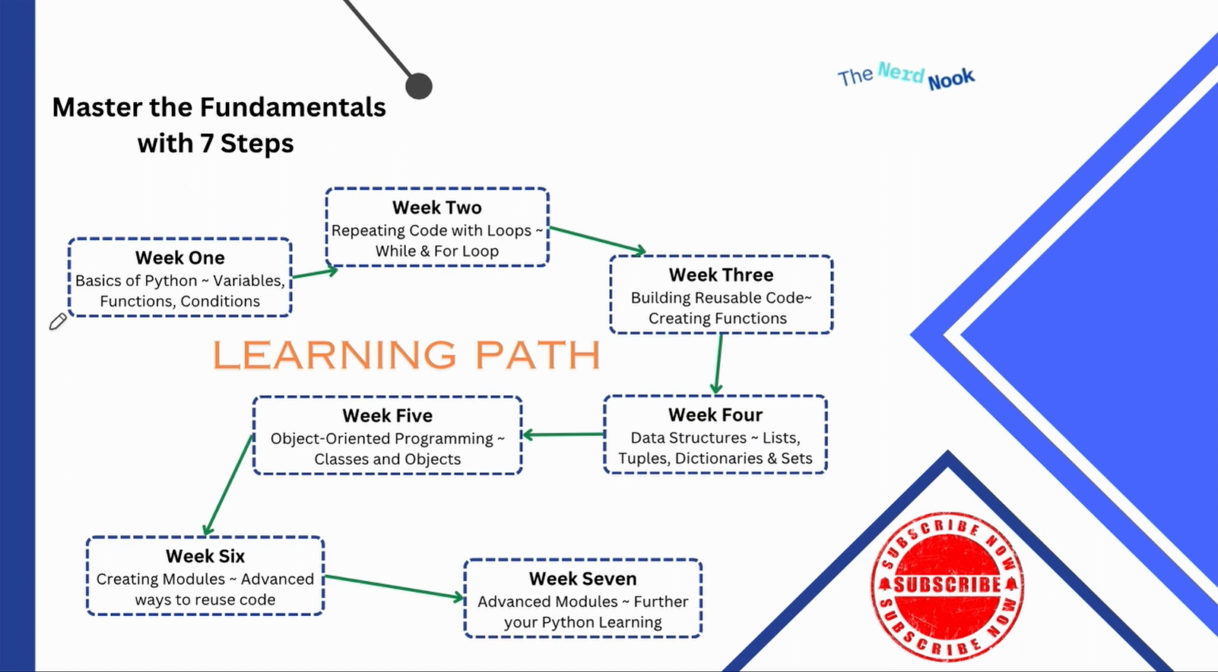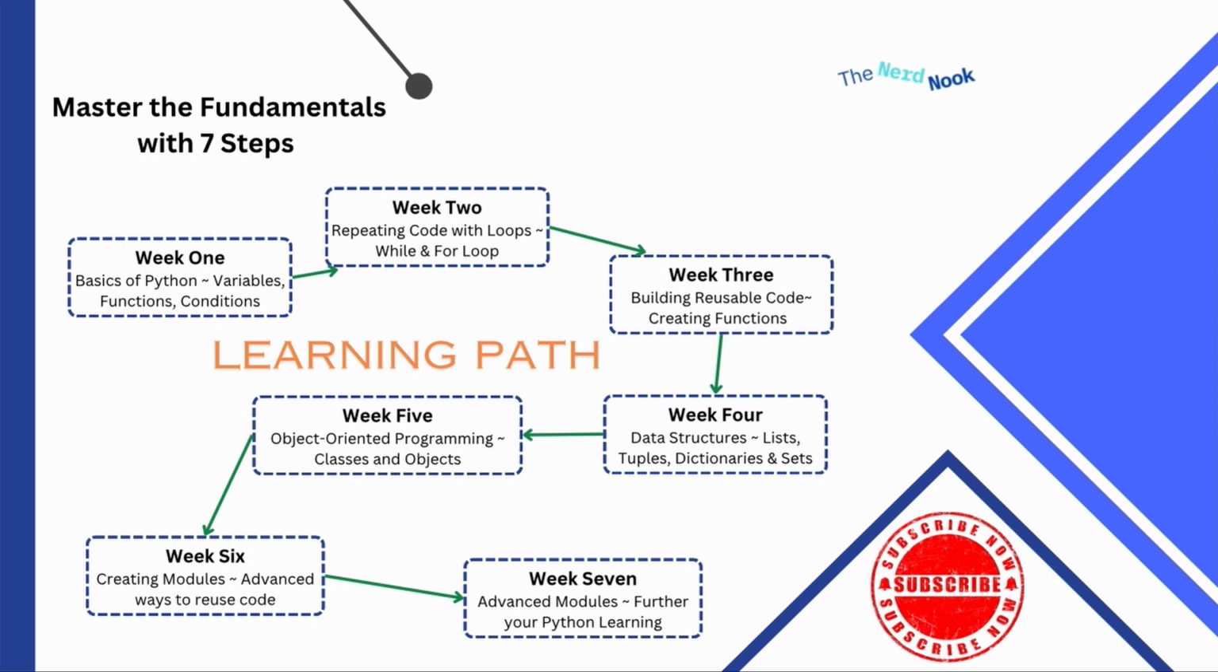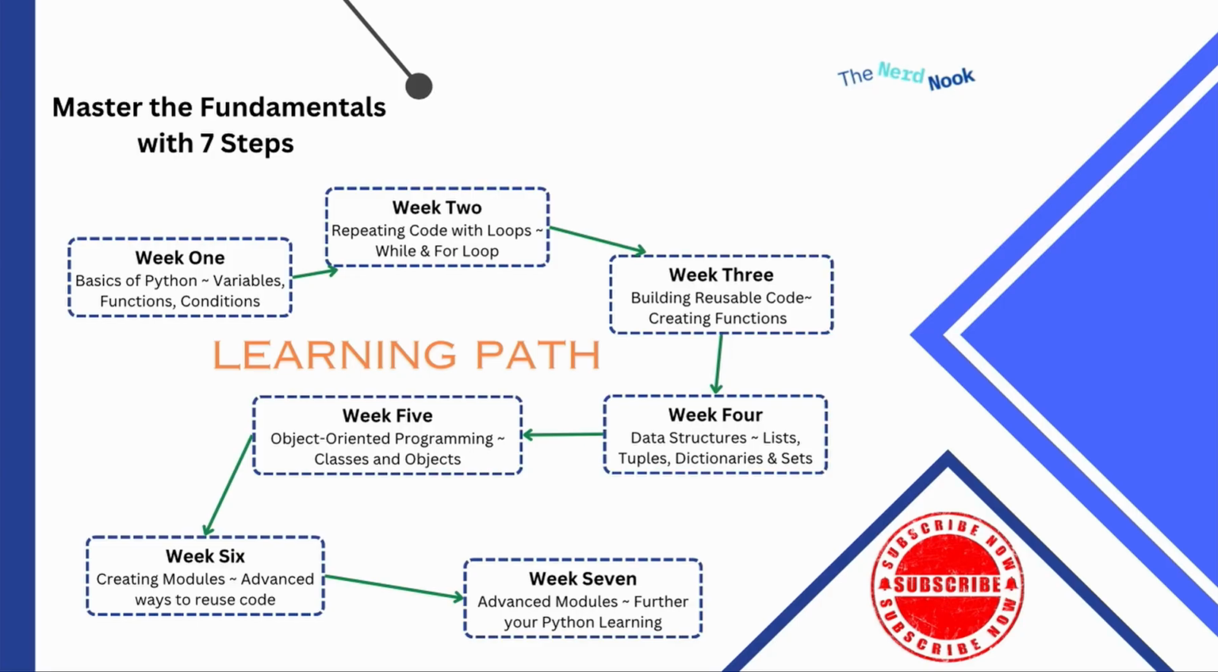In the first week, we did the basics of Python: variables, functions, conditions. In week 2, we learned about loops. The while loop and the for loop was all about reusable code, so how you can create your own functions and use them throughout your code. As we progressed, you can see here that I have our data structures. We talked about lists, tuples, dictionaries, and sets, and the advantages to each of those. That carried us into week 5.